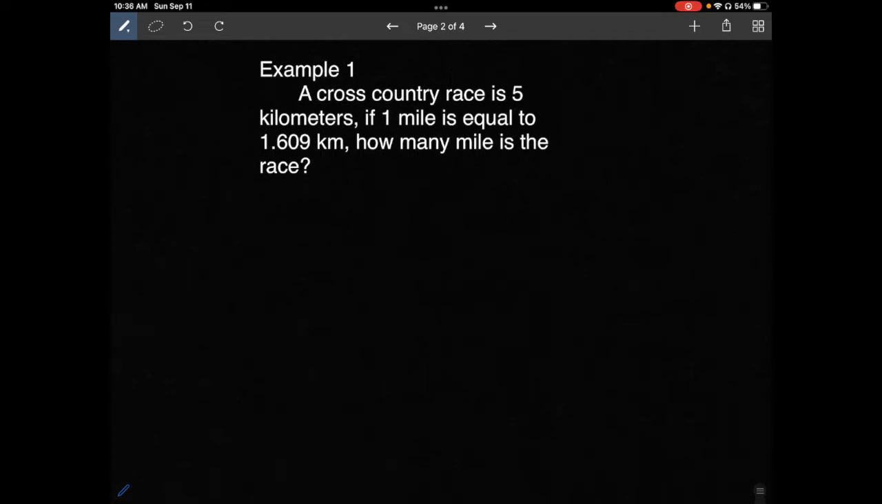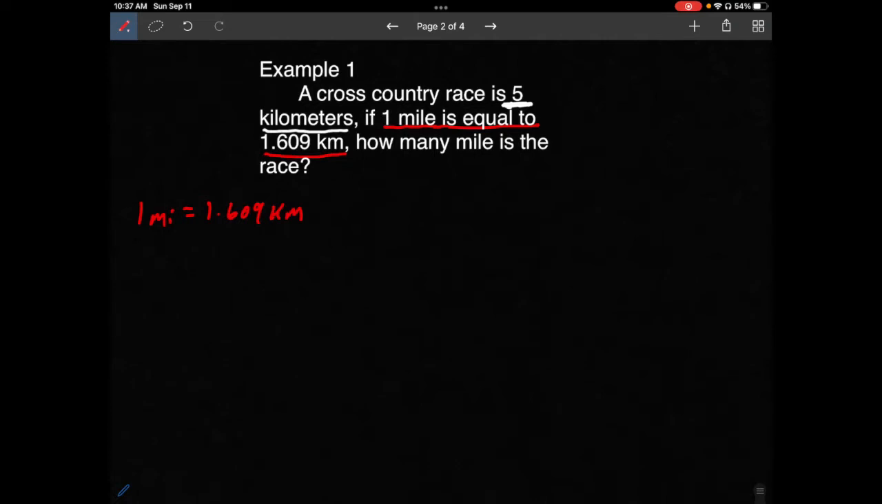So the first thing I'm going to do is identify which number is being converted here. So 5 kilometers is what I need to convert. Then I'm going to identify my equalities and I'll write them down. 1 mile is equal to 1.609 kilometers. So what I'll write down here is 1 mile equals 1.609 km.